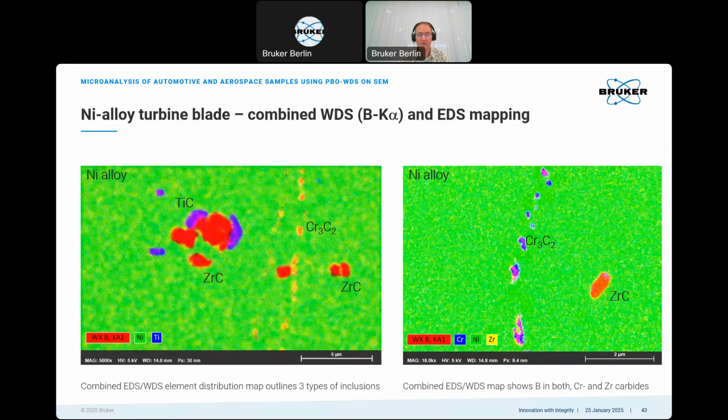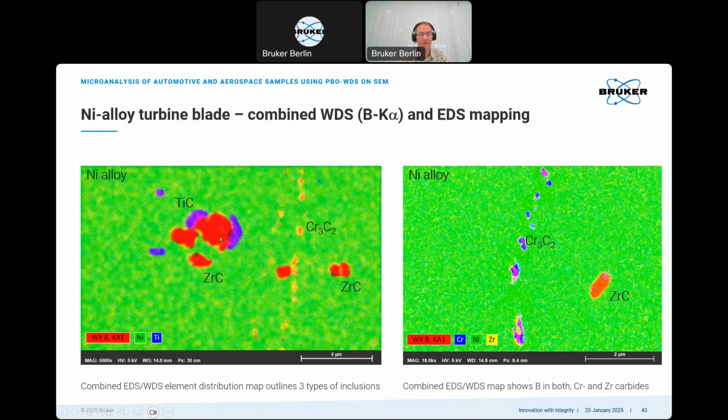And I mentioned boron several times, so therefore we can show some nice mappings here. As I said, WDS and EDS can well be combined. So major elements were mapped here by EDS, nickel, titanium, chromium, zircon, and boron mapped by WDS. And this is a combined map. It shows all three types of inclusions.